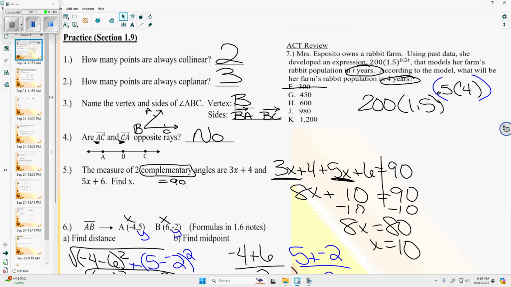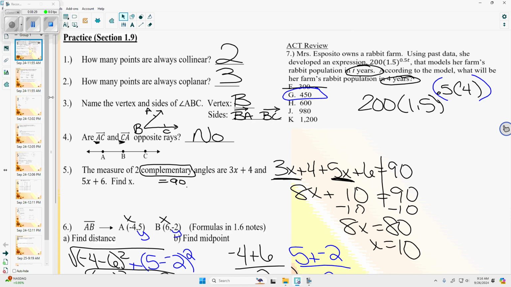What do we get when we do that? 450. So it should be G. If you had one of those other answers, my guess is you needed the parentheses when you typed it in. So double check it on your calculator to make sure you can get 450.